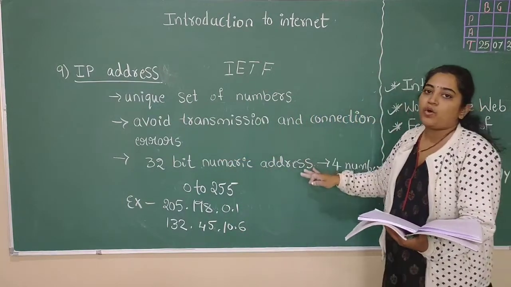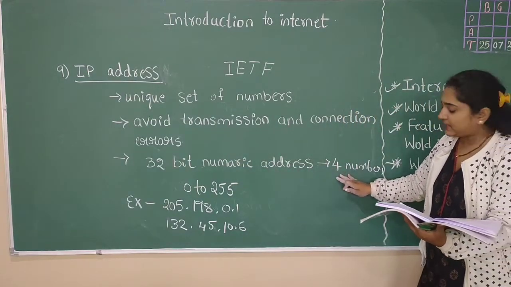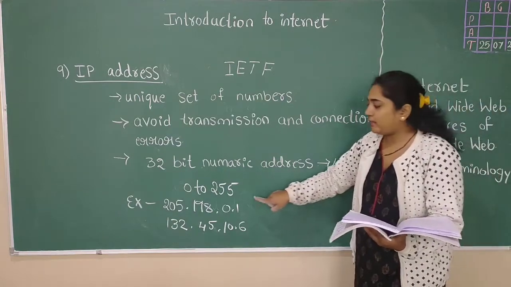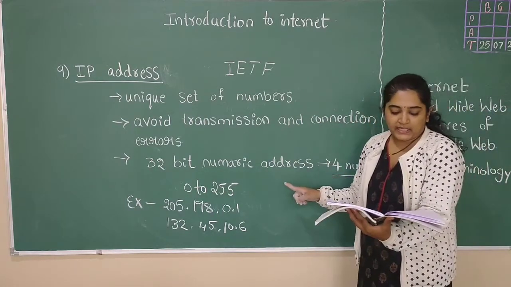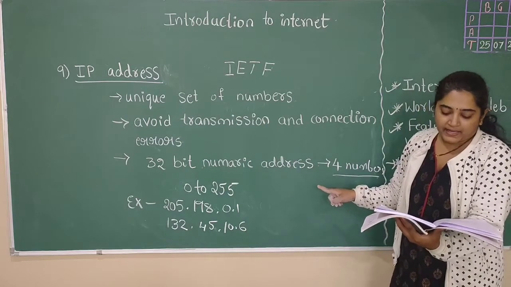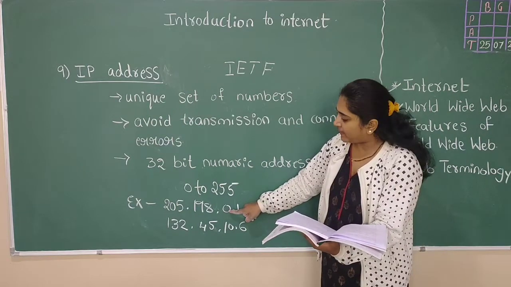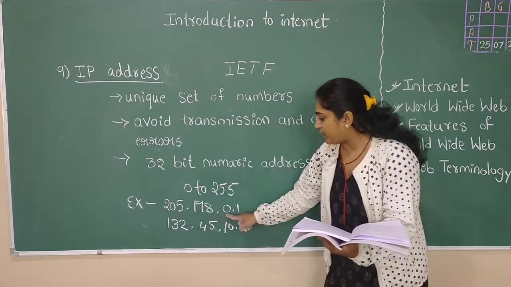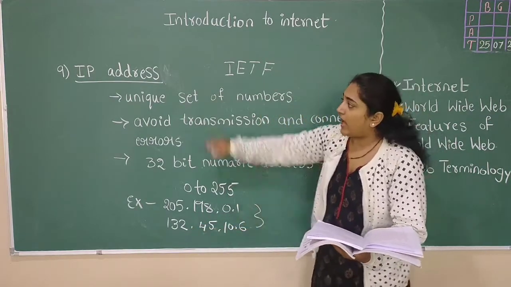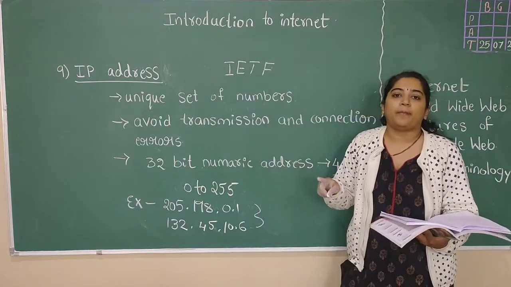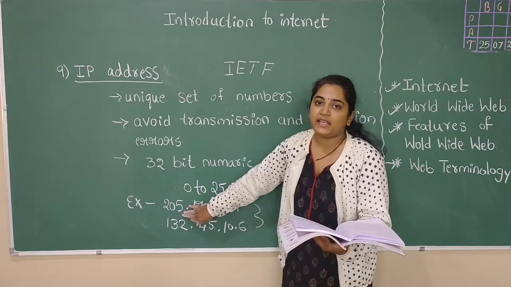The IP address is a 32-bit numeric address which contains a set of 4 numbers, each varying from 0 to 255. The address can be used directly to access the web page by writing the numbers. Means instead of typing the domain name, we will write 205.198.0.1 and 132.45.1. These are some examples of IP addresses. Instead of writing the domain name in the URL, we can also write the IP address in the URL.